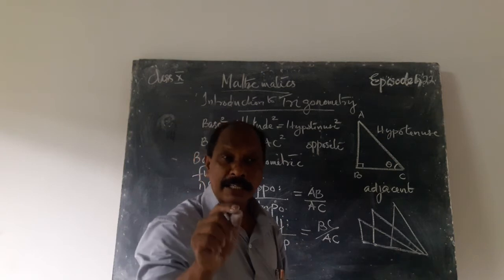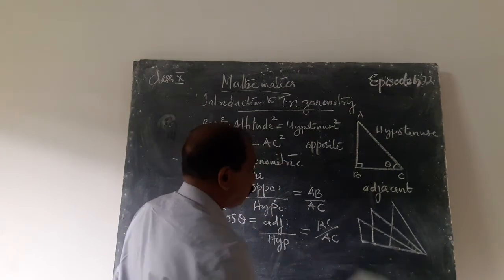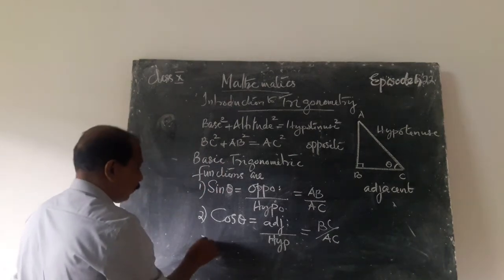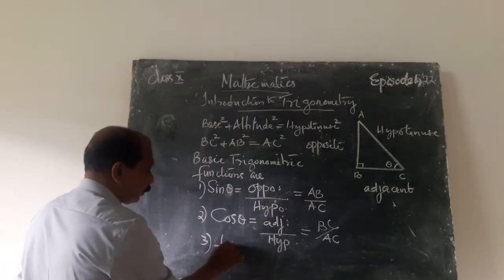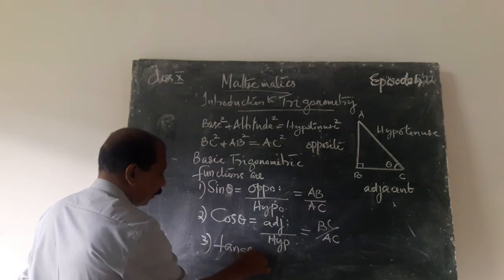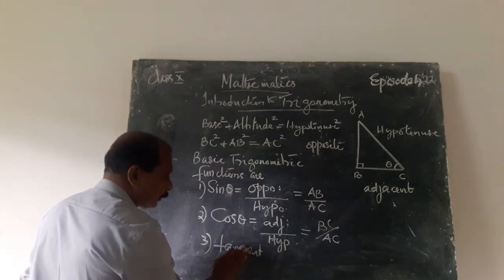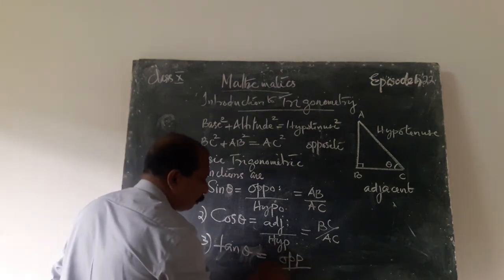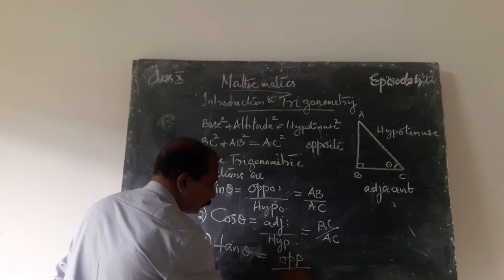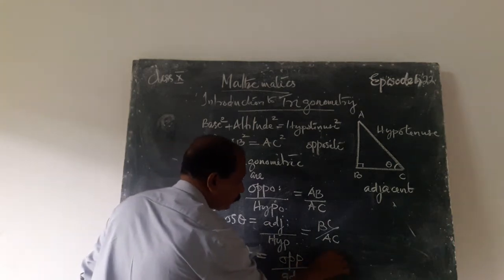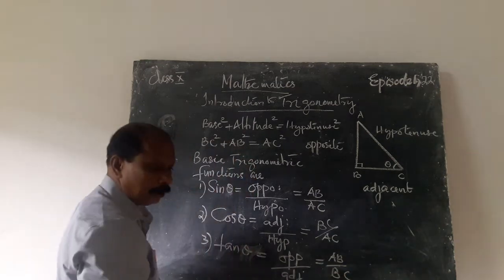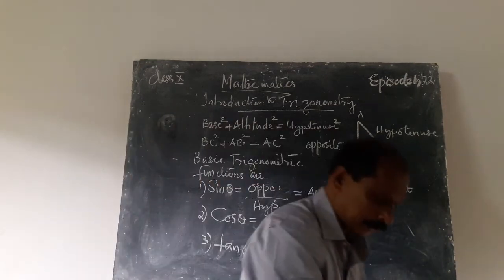Therefore, that is an important result. The third important result is tangent theta, short form tan theta. That is the ratio between the opposite side by the adjacent side. From the figure it is AB by BC. These are the basic trigonometric functions.